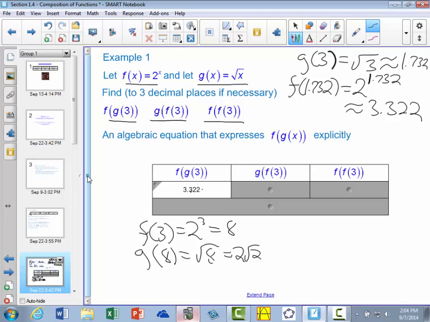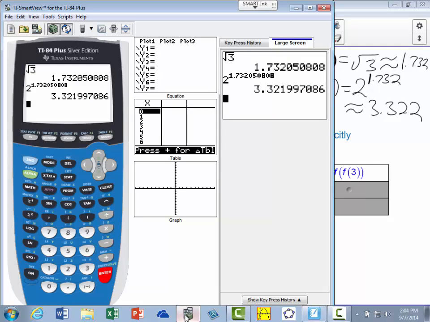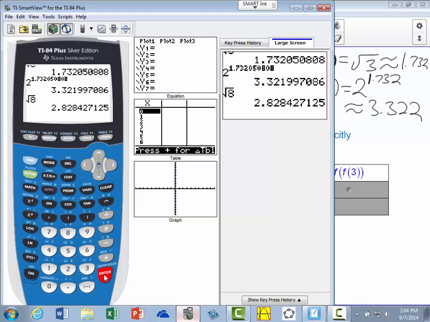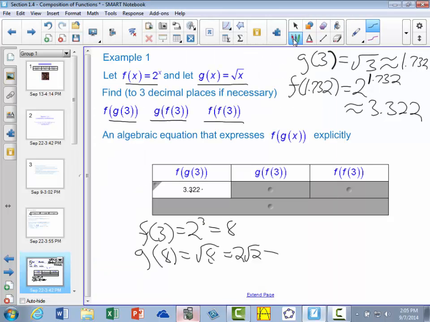And if we want to find that numeric value, we go back to our calculators and take the square root of 8. And we find 2.828. So this is approximately 2.828.